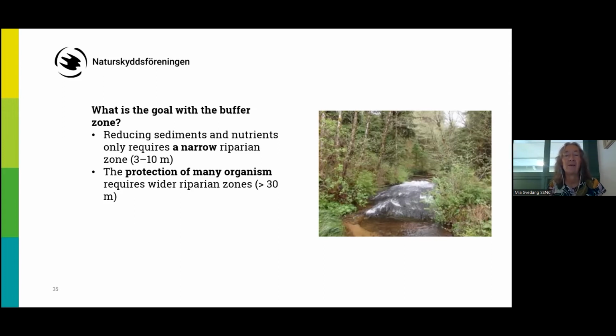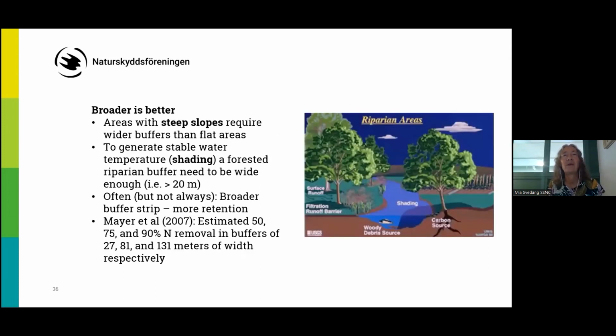So how broad the zone should be depends on what your goal is with the riparian zone. But we can generalize and say that broader is almost always better. So the broader, the better. And in areas with steep slopes, for instance, they require wider buffers than flat areas. That is obvious because, of course, water will flow faster if the slopes are steeper.